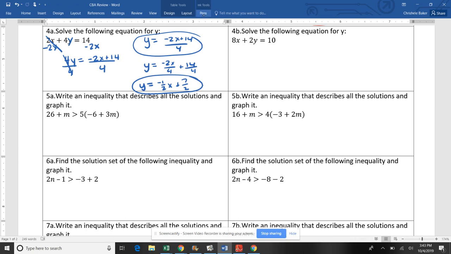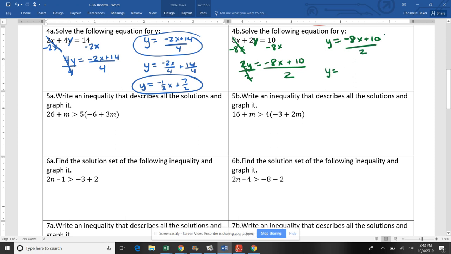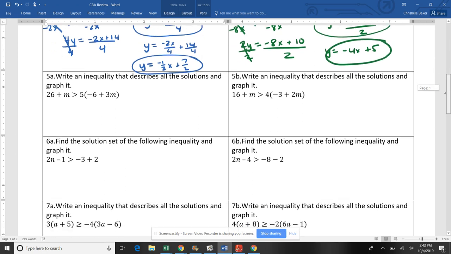Okay, very similar in the next one. Again, we're getting this y by itself. So I will subtract 8x. Not like terms here. And then I'll divide everything by 2. Here we see lots of cancellation, lots of simplification. So I can leave it like this, or I can actually divide. Negative 8 divided by 2 is negative 4, and 10 divided by 2 is 5. So multiple ways to write my answer there.